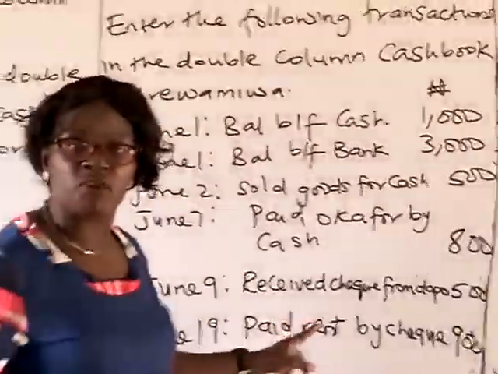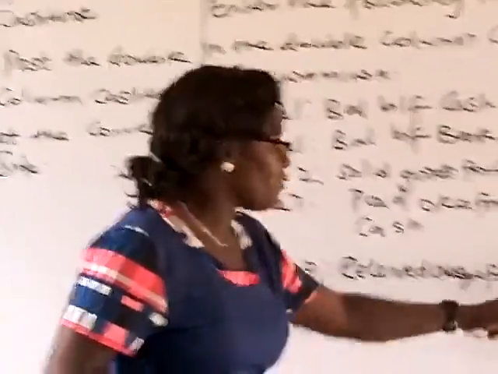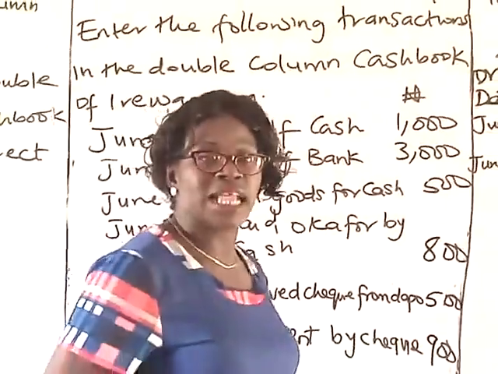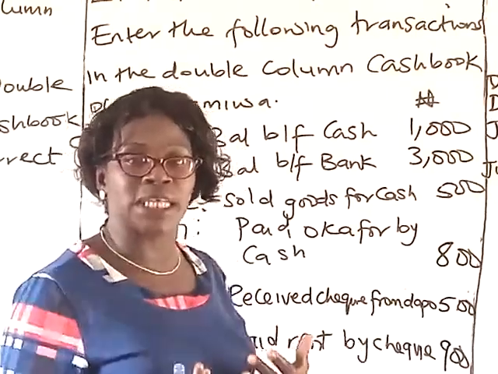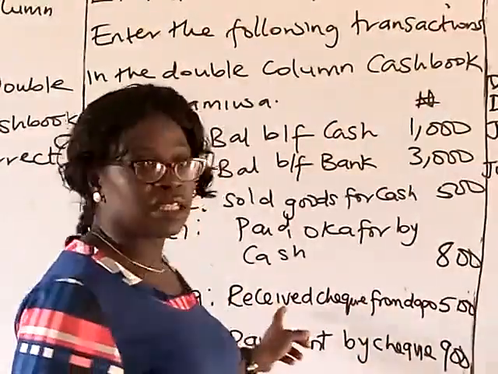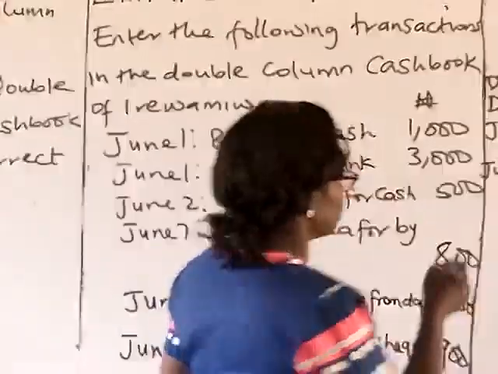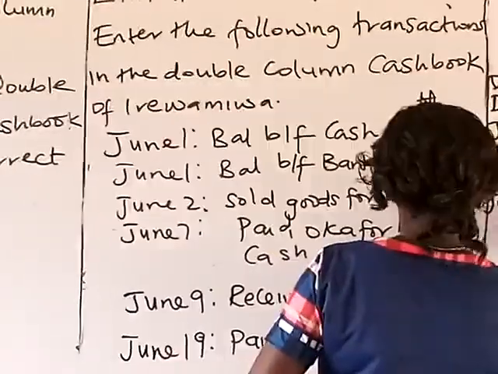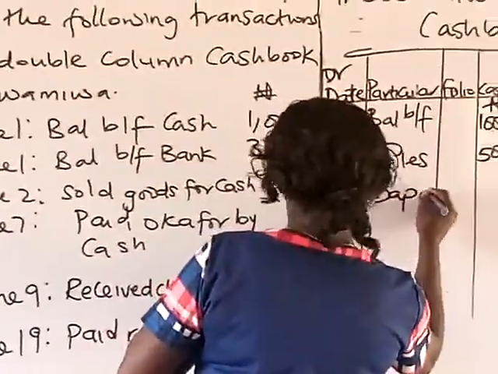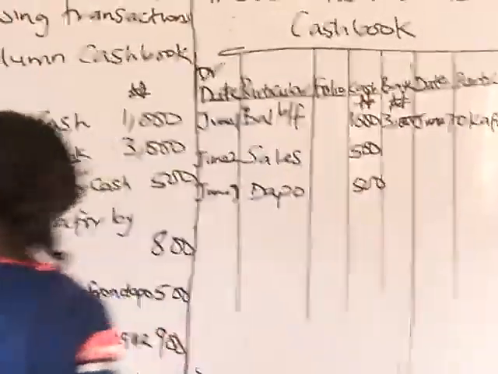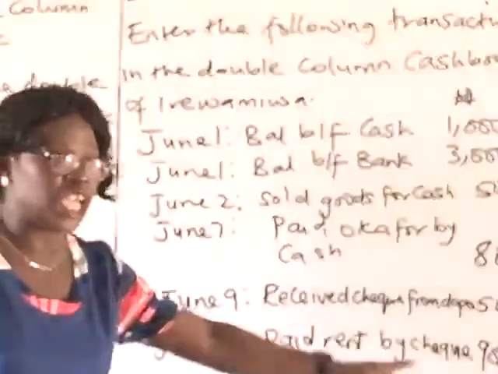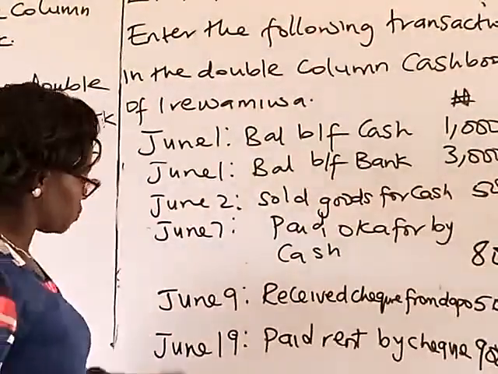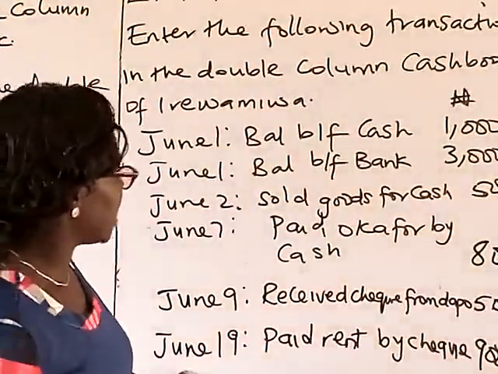Then June 9, the next one is June 9. Received check from Dapo. A check of 500 naira was being received from Dapo. That is, they received money. And the receiving side, any money that comes in, you are going to post it under the debit side, which is June 9, Dapo of 500. Then June 19, paid rent by check.